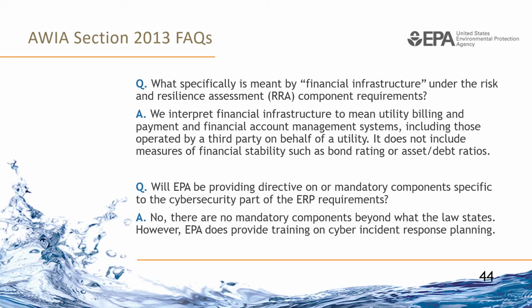And then, will EPA be providing directive on the cybersecurity part of the ERP requirements? As background, one of the required components of the ERP states that you must include strategies and resources to improve the resilience of the system, including physical and cybersecurity of the system. So that's written in the law. But beyond that statement, there are no mandatory components beyond what is stated. However, EPA does provide training on cybersecurity incident response planning. So check out our website if you are interested in more information on the cybersecurity component of resilience.